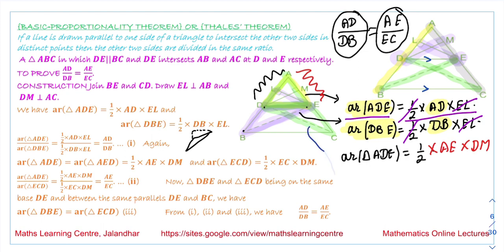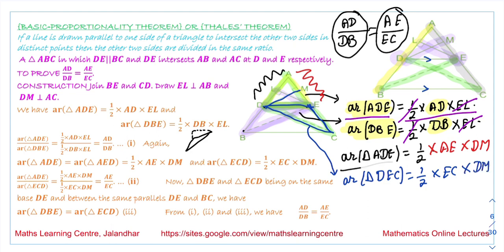Next we are writing the area of this triangle. The area of triangle DEC is equal to half. Now the base for this triangle is EC. This EC is the base. I'm talking about this triangle over here. EC is the base, and this DM is the perpendicular.